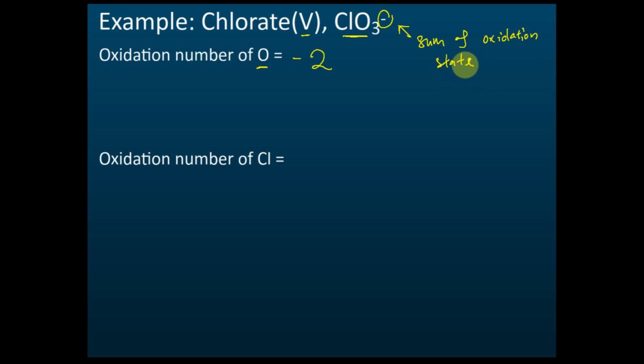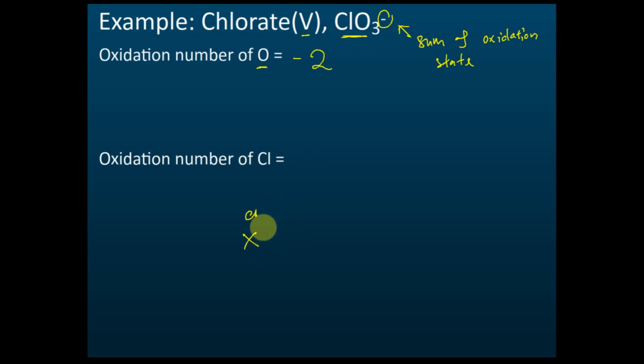Sum of oxidation states means that the oxidation state of chlorine plus the oxidation state of the 3 oxygens is equal to negative 1. The oxidation state of oxygen is always negative 2. Then how about the oxidation state of chlorine? We don't know it, so let's say the oxidation state of chlorine is equal to X.